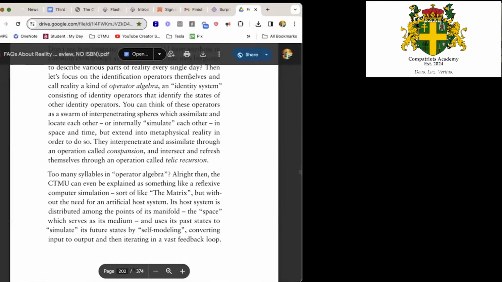But the meat of the paragraph is this: let's focus on the identification operators themselves and call reality a kind of operator algebra, an identity system consisting of identity operators that identify the states of other identity operators. That's what we're talking about with monads in the non-extensional sense, that they just reflect the global and local identities of the things which order them, and they're sort of like windowless souls.